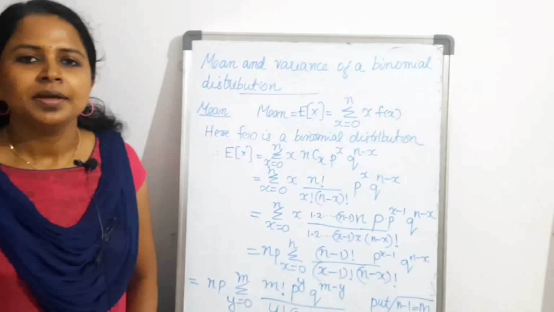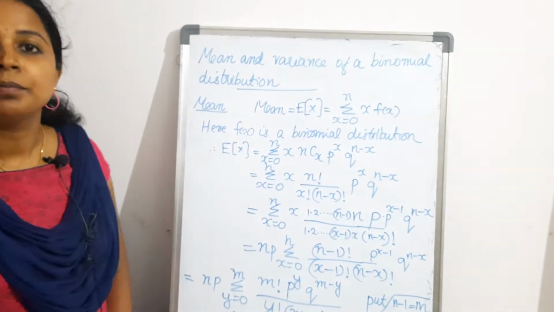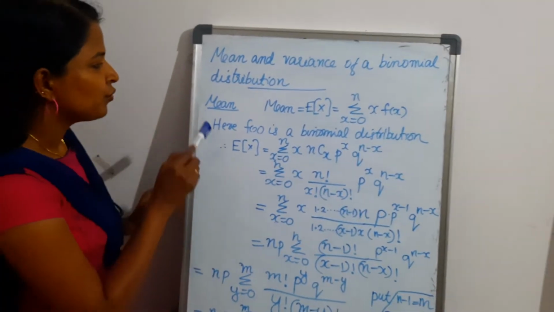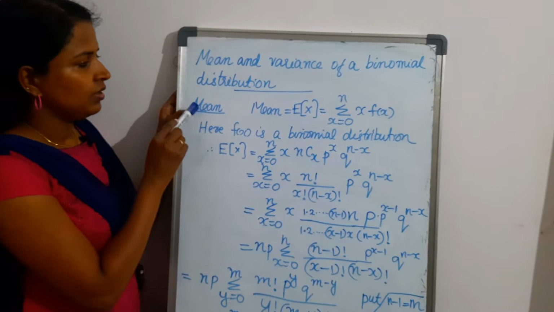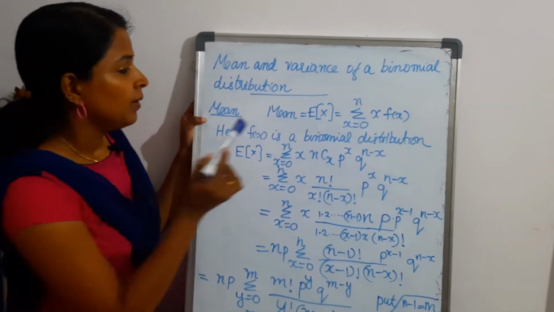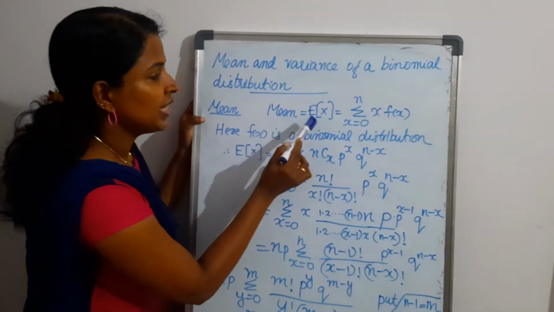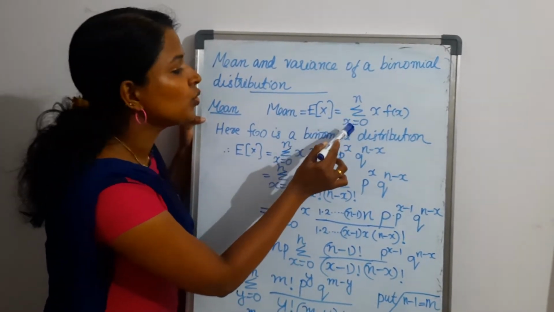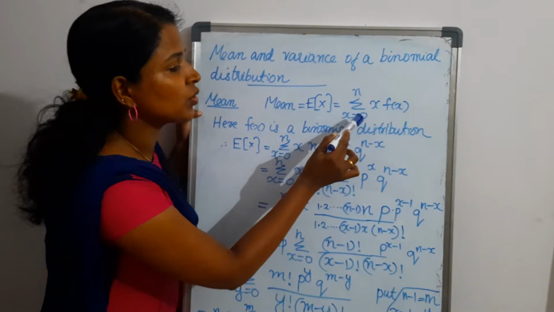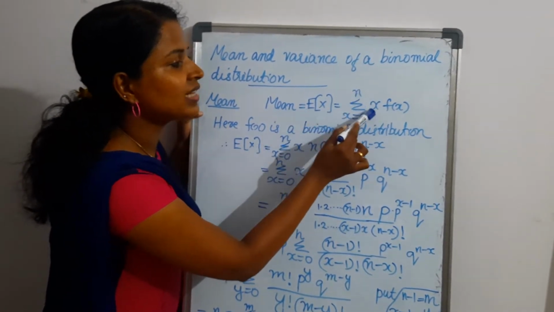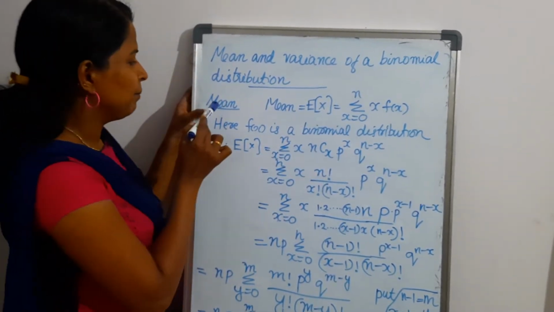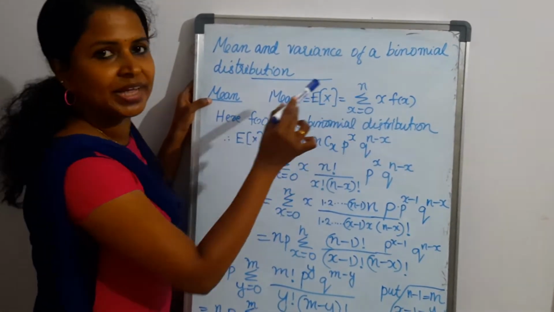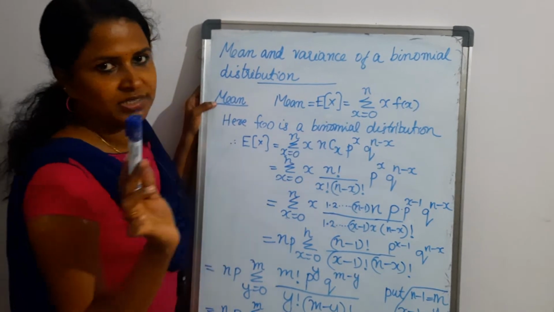Next section, mean and variance of binomial distribution. First, the mean. What is the mean? The mean is denoted as E of x and is defined as the sum over x equal to 0 to n of x f of x. That is the formula for the mean.